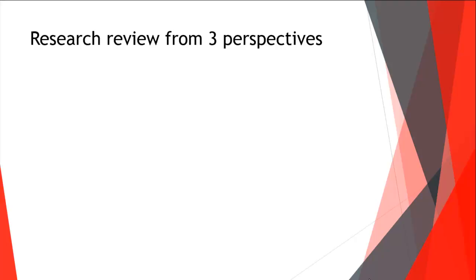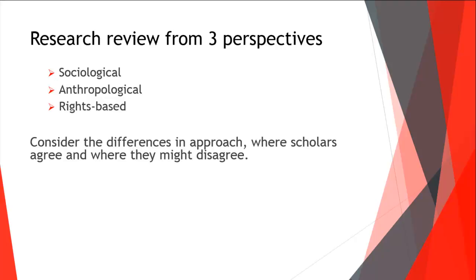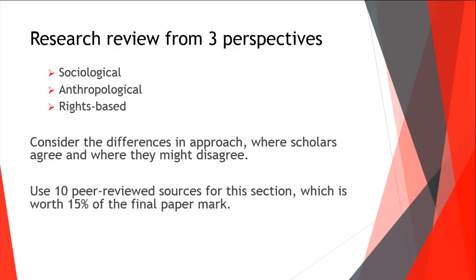For this research review, you have to look at your topic from 3 perspectives: the sociological perspective, the anthropological perspective, and the human rights perspective. You have to consider the differences in approach, where scholars agree, and where they might disagree. This review requires that you use 10 peer-reviewed sources, and it's worth 15% of the final paper mark.